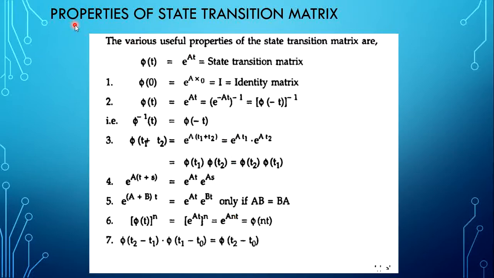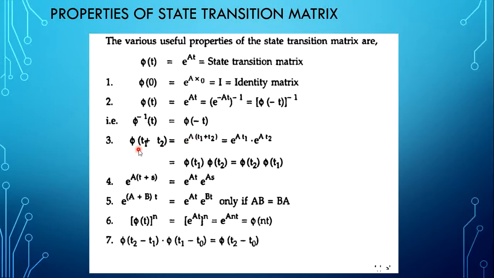There are some properties of state transition matrix. These are very useful properties, where phi of 0 is e to the power A into 0, which is the identity matrix. Phi of t, e to the power At, can be written as e to the power minus At the whole to the power minus 1, which is phi of minus t the whole inverse. So phi inverse of t is phi of minus t.